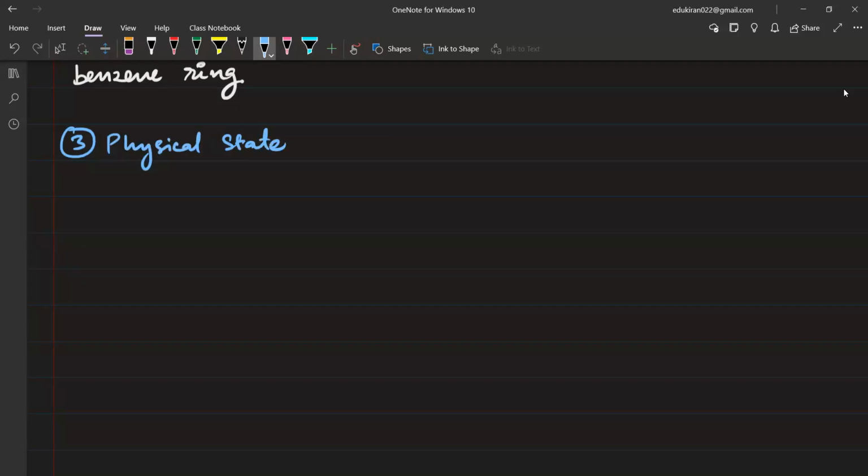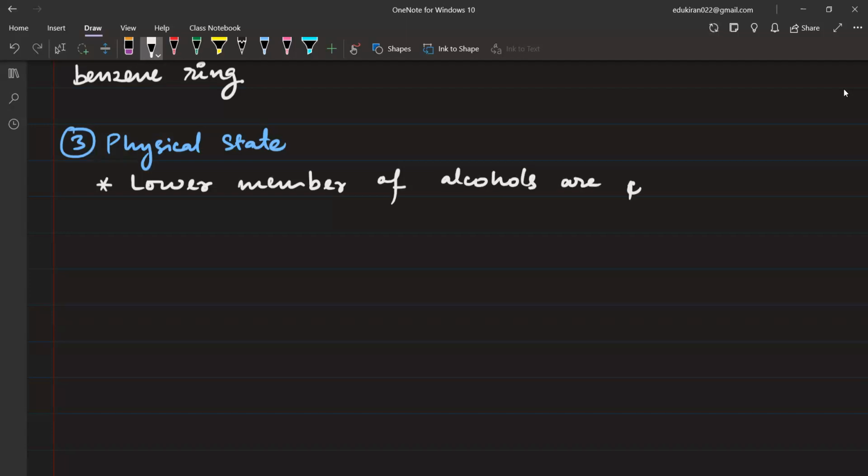Physical state. First point. Lower members of alcohol. Lower members means 1 carbon, 2 carbon members, you can say approximately 8 or 10. Just remember this. Lower members of alcohols are colorless liquid. Colorless liquid with characteristic smell.